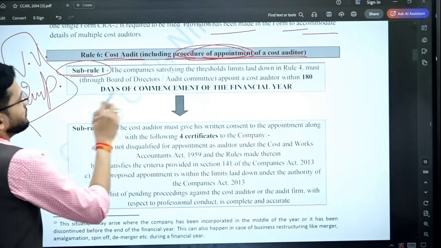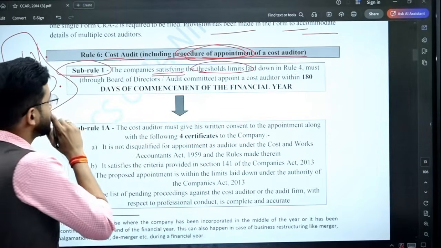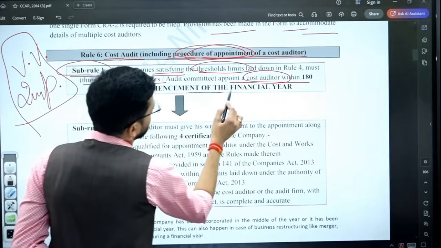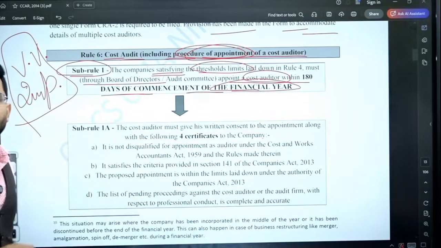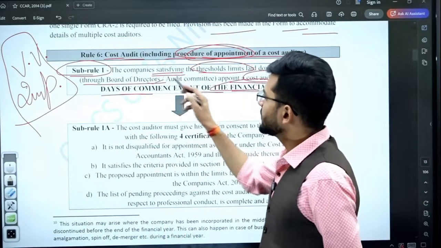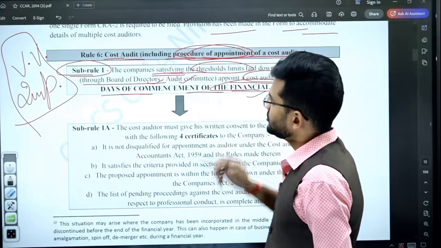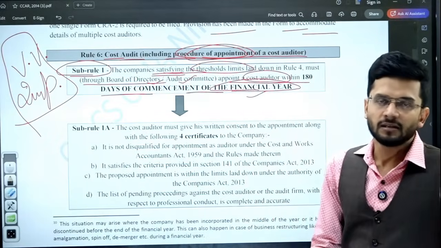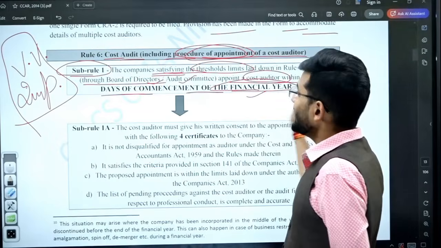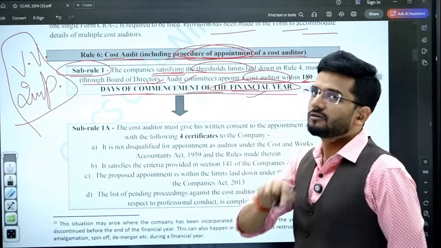Sub-rule 1. A company falling under the threshold limit should, through the board of directors, appoint a cost auditor within 180 days of commencement of the financial year. You should appoint a cost auditor through the board of directors or audit committee for getting the cost audit done. So that is sub-rule 1. Now what is the timeline? The timeline is 180 days from the commencement of the financial year.